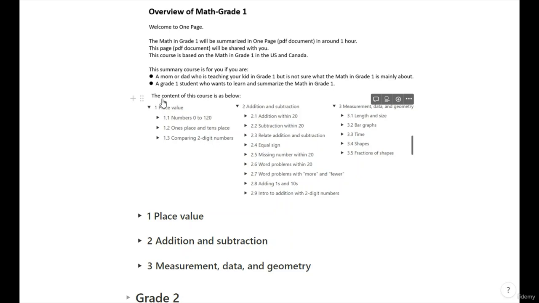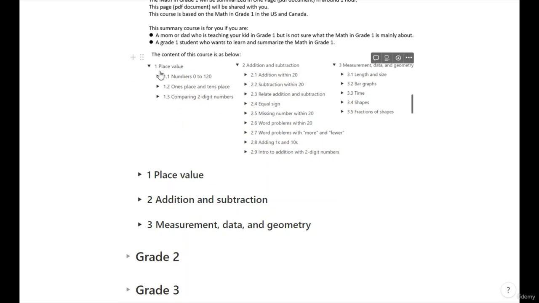The main content of this course is as below. The first part will be place value. 1.1: We will review the numbers from 0 to 120. 1.2 is about ones place and tens place. 1.3 will be about comparing two-digit numbers.